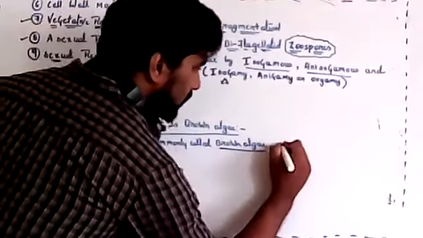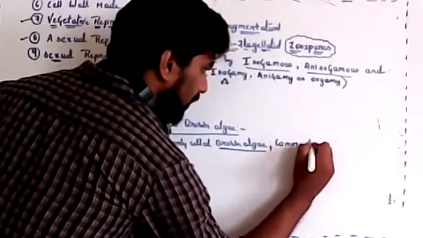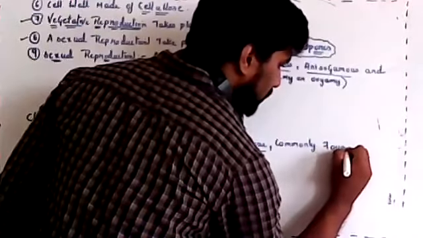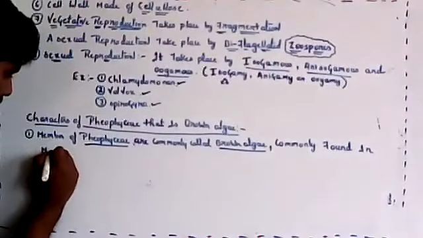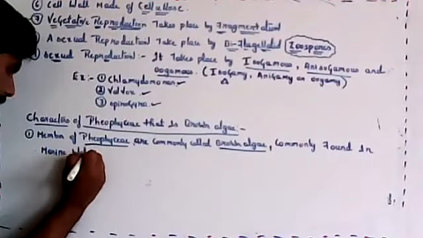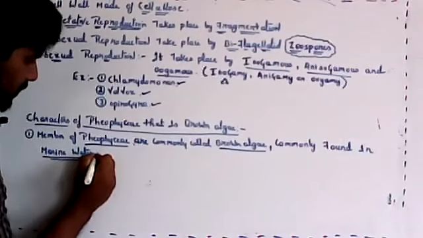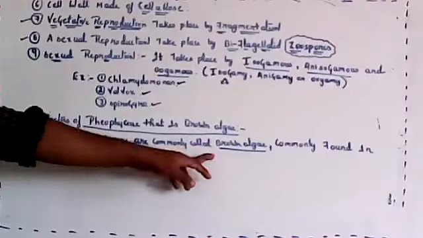So they are commonly found in marine water. They are only found in marine water, that is in the ocean, not in fresh water. Members are usually brown in color. Members of Phaeophyceae are commonly called brown algae.